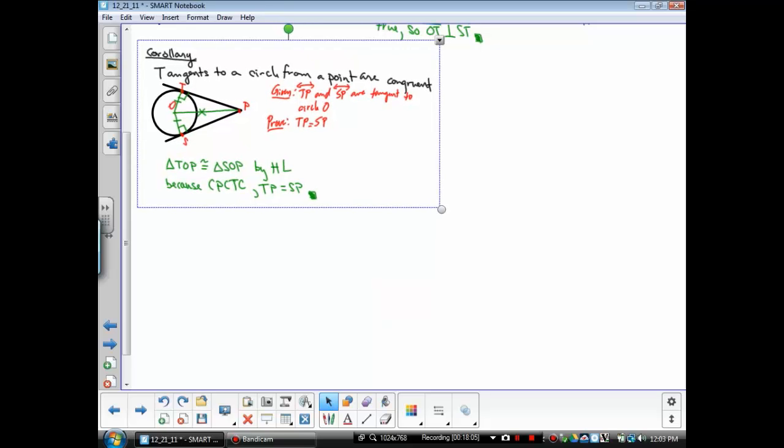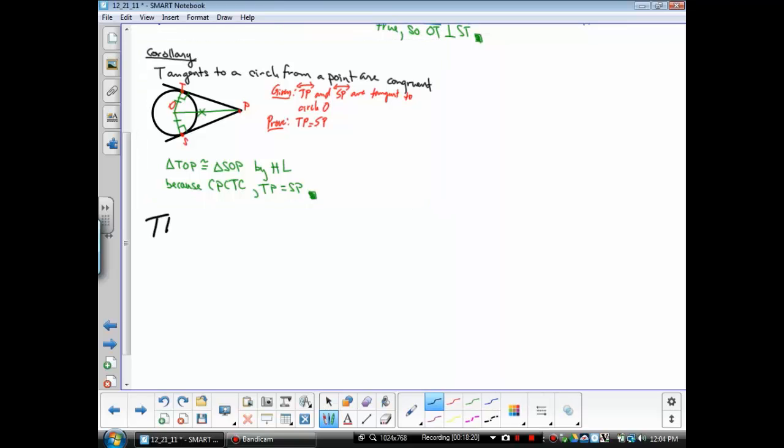Theorem 9.2 now. If a line in the plane of a circle is perpendicular to a radius at its outer endpoint, then the line is tangent to the circle. It's page 333.